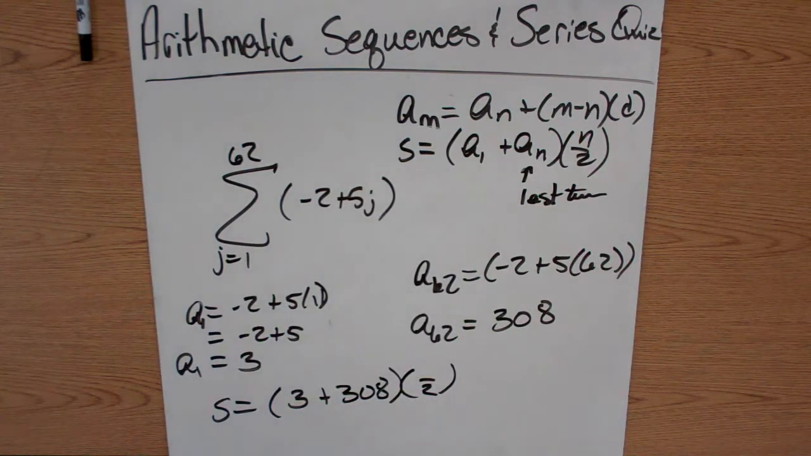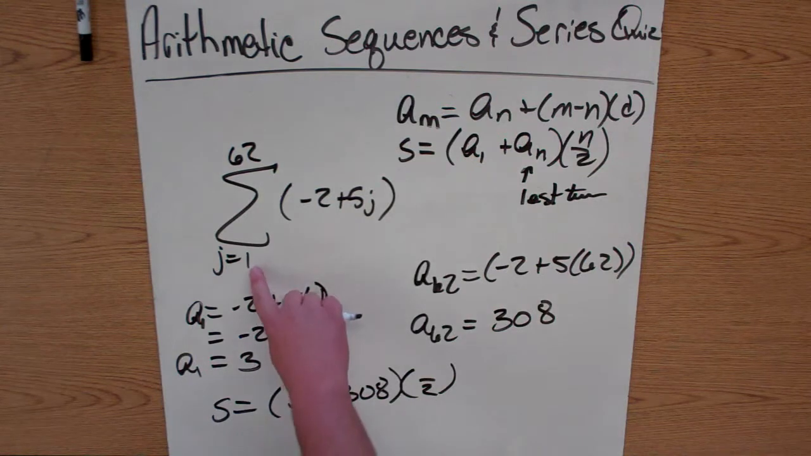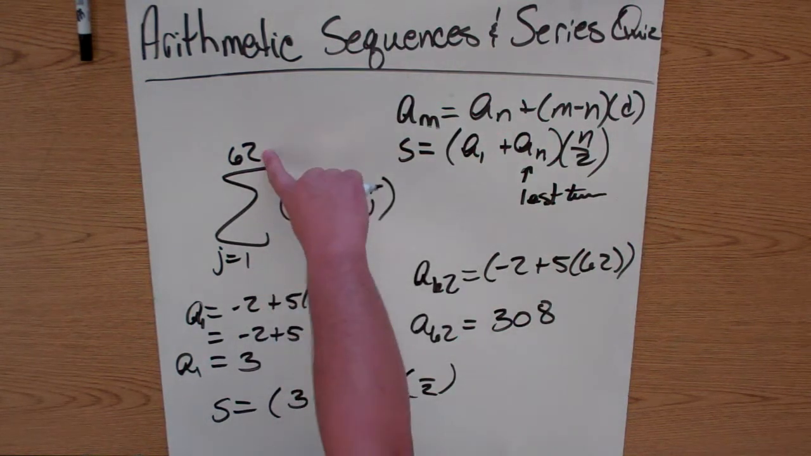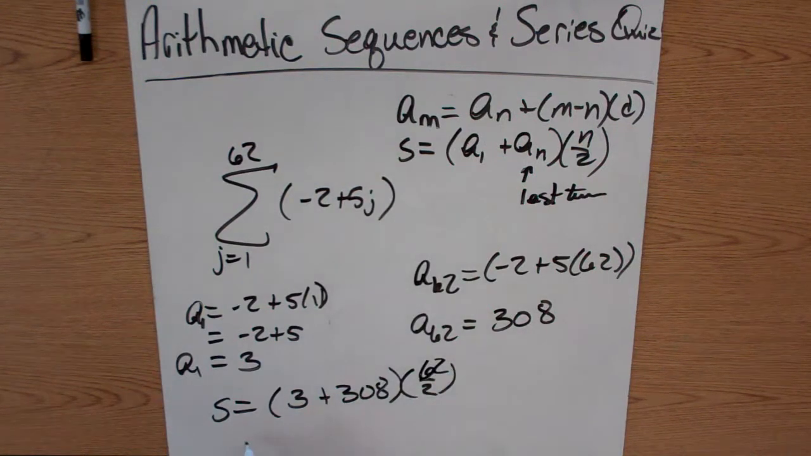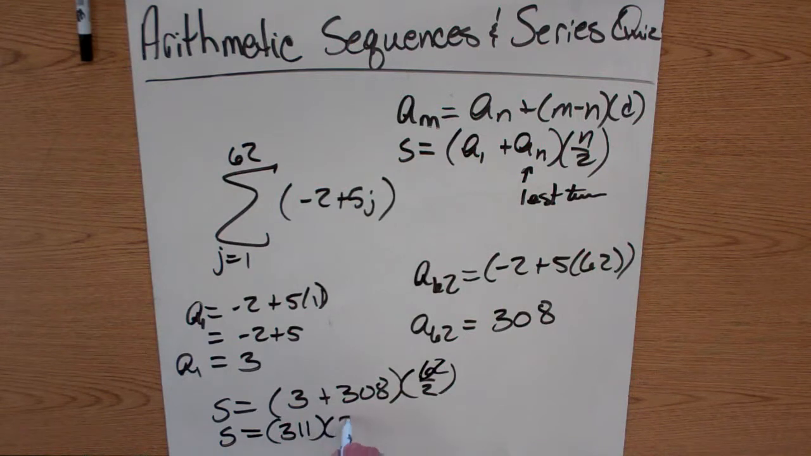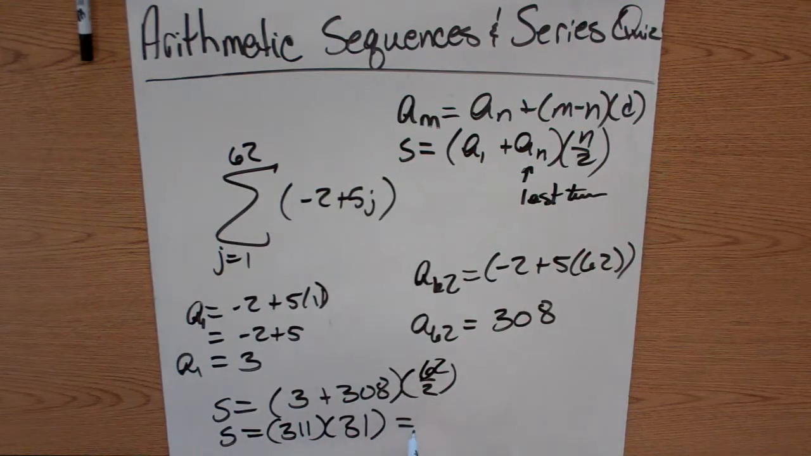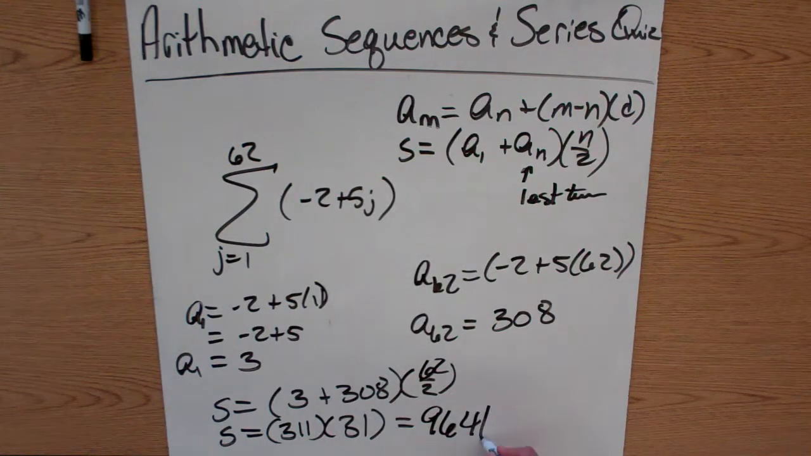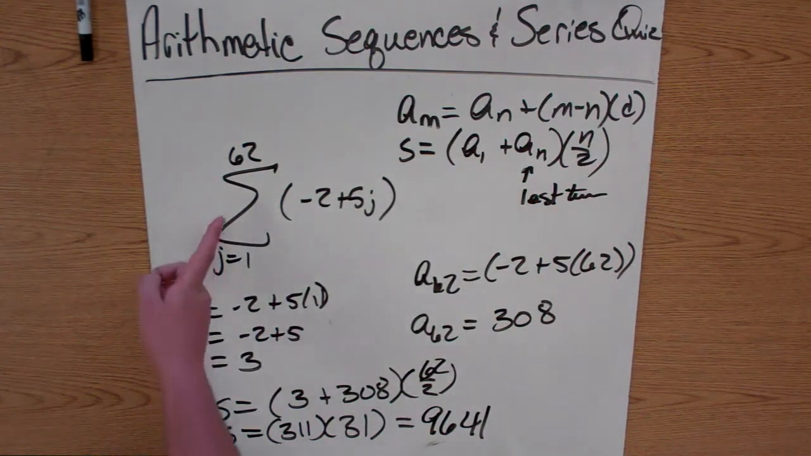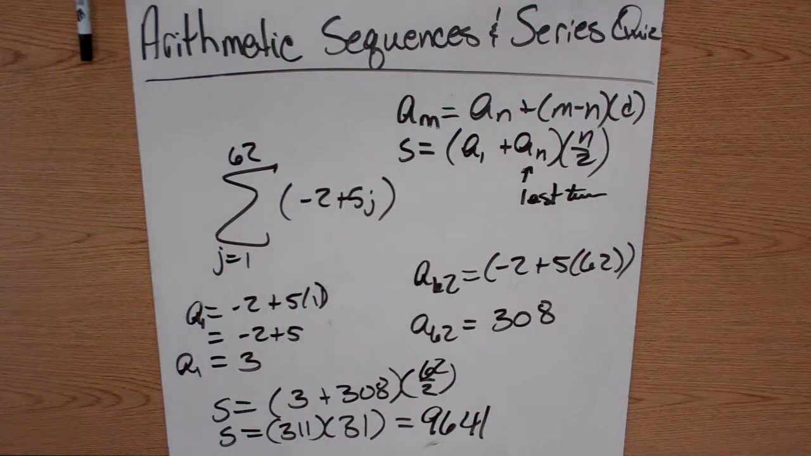Well, how do you figure out the number of terms? If you remember, when this starts with 1, the upper number is your number of terms. So we have 62 terms. So S equals 311 times 31, which comes out to be 9,641. And that is your final answer. 9,641 is the sum of this series.